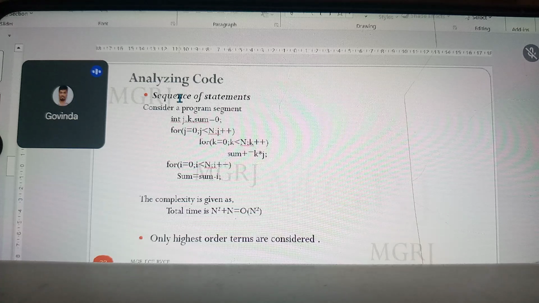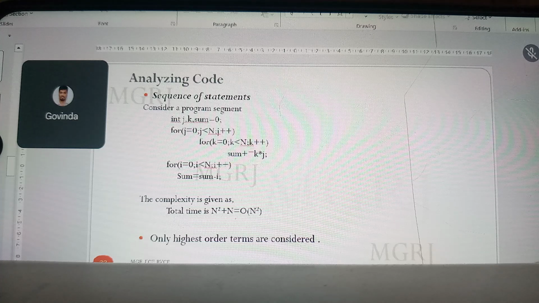Now can you analyze the complexity of this code? Slide number 32. What's the complexity of this code? O of n, sir. O of n or O of n square?